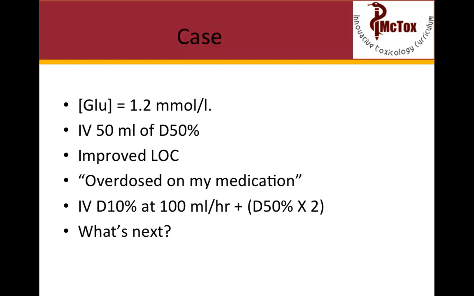In this case, our patient's initial cap sugar was 1.2. He responded quickly to a bolus of D50 and woke up to confess to the overdose on his glimepiride. He was started on an infusion of D10 normal saline at a rate of 100 mL per hour, but he did require 2 additional boluses of D50 over the following hours. In addition to resuming a normal oral diet, what antidote do you know of that may help reduce the need for multiple dextrose boluses? In the next few slides, we'll go over other available antidotes to treat an antidiabetic overdose.